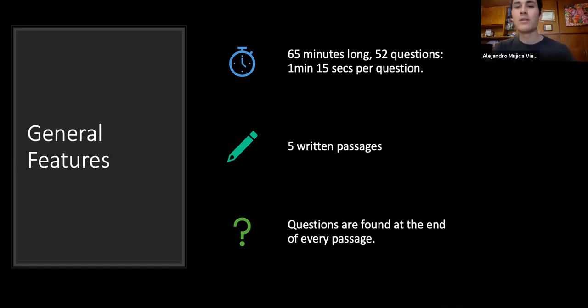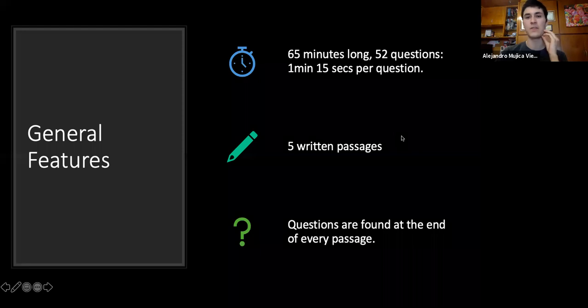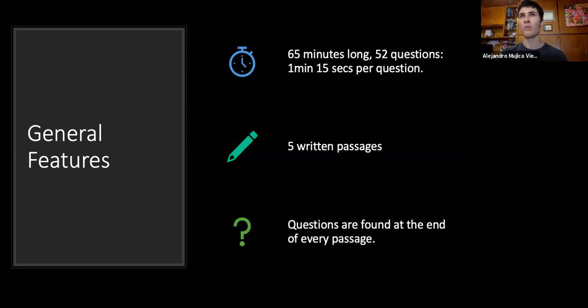Anyway, let's begin. The general features of the exam. It's 65 minutes long and there are 52 questions, which makes it 1 minute and 15 seconds per question exactly. As you can see, this is quite a bit longer than the writing exam in terms of time, because writing gave you around half the time that you have here for each question. You have 75 seconds now, and you had 37.7 or so in writing, which is about exactly half.